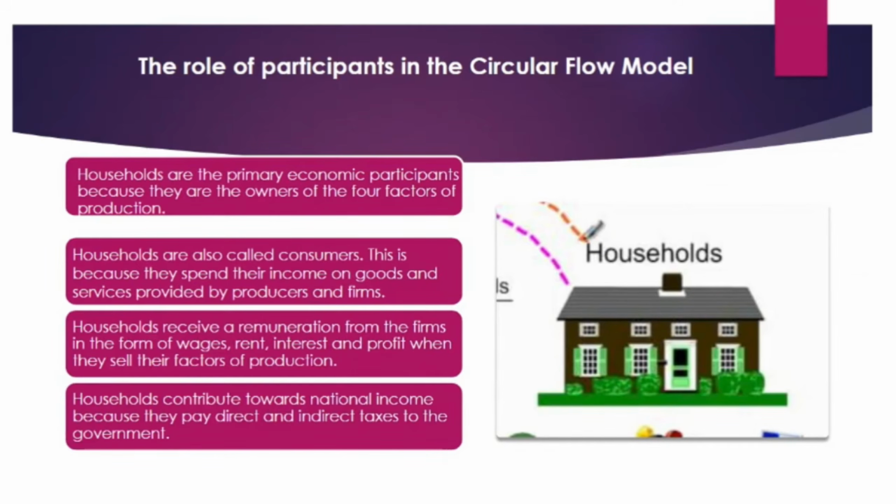Households contribute towards national income because they pay direct and indirect taxes to the government. As I've mentioned, we can pay taxes such as value added tax every time we purchase a good or pay for a service, or we can also pay as you earn, which is a tax that is levied on our income. Businesses also pay corporate tax. So there are different kinds of taxes that will be paid.